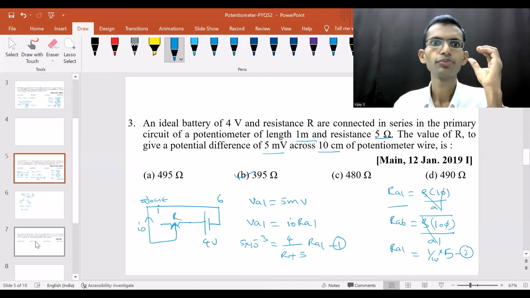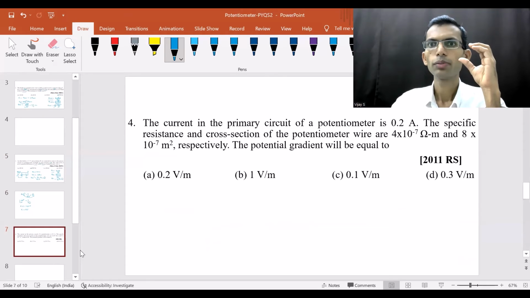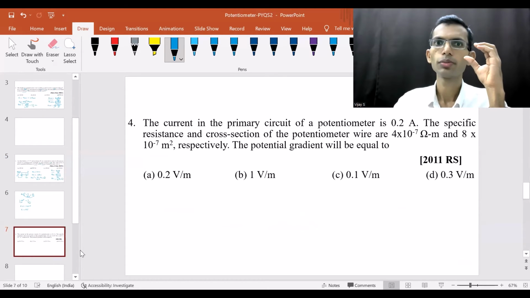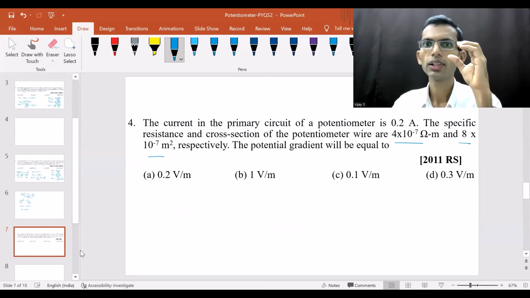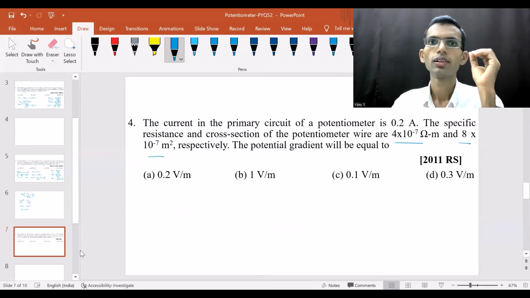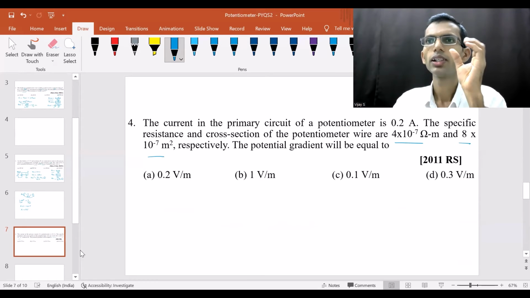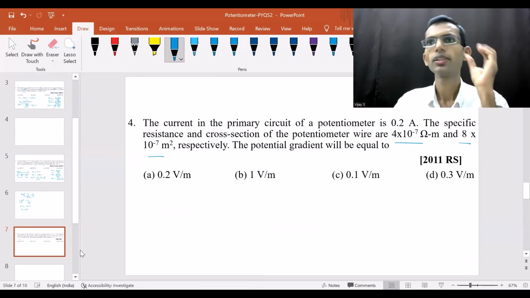Next question will be. The current in the primary circuit of a potentiometer is 0.2 ohms. The specific resistance and cross section of the potentiometer wire are 4 into 10 power minus 7 ohm meter, 8 into 10 power minus 7 meter square respectively. The potential gradient will be equal to, right? So that means he gave the current in the primary circuit, the specific resistance and area of cross section of the potentiometer. He is asking us to find the potential gradient of the potentiometer wire.